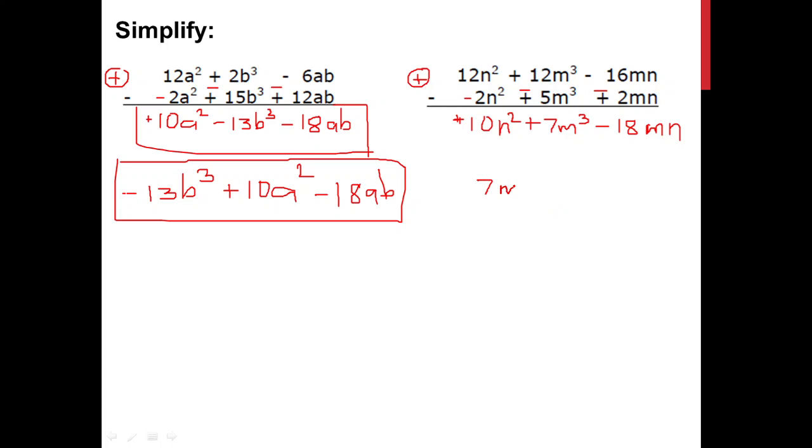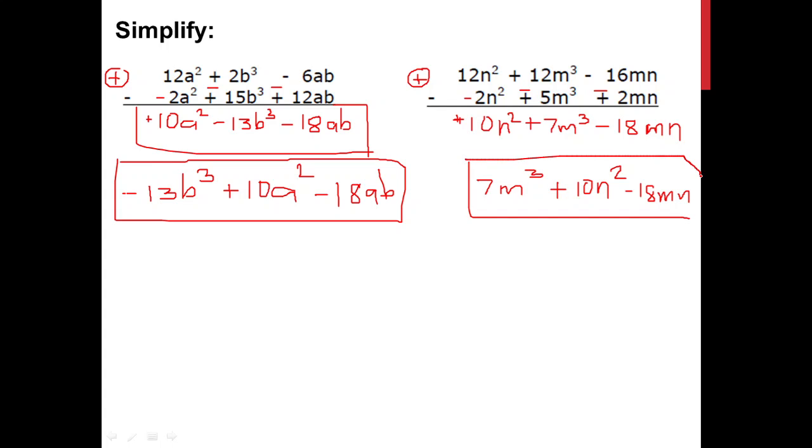Rearranging this one, following the degree of the exponent. So you have 7 m cubed. This is positive, so you have plus 10 n squared minus 18 mn. That's it. So it's easy to add and subtract if the terms are already aligned based on their similarity. Just make sure if the operation is subtraction, do not forget to change all the signs on the subtrahend side before you proceed to the law of addition.